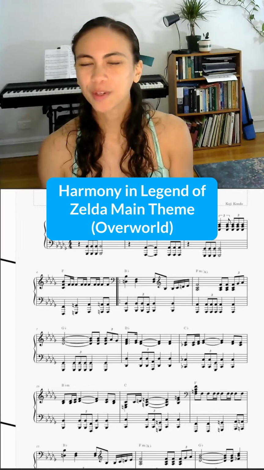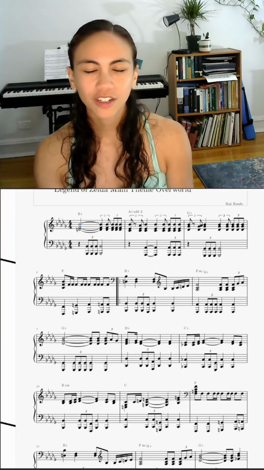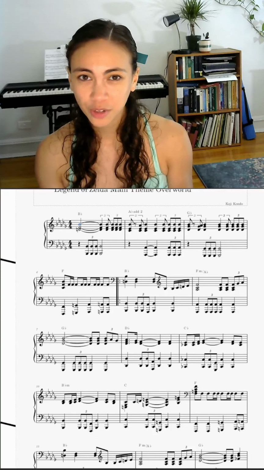What is going on in the harmony for the Legend of Zelda main theme, otherwise known as Overworld by Koji Kondo? There are so many chromatic chords going on in there, so let's dig in.